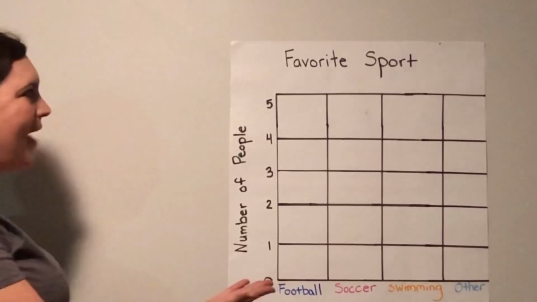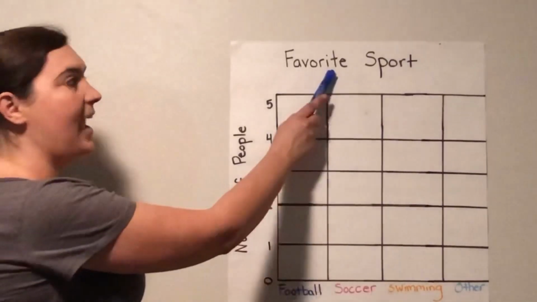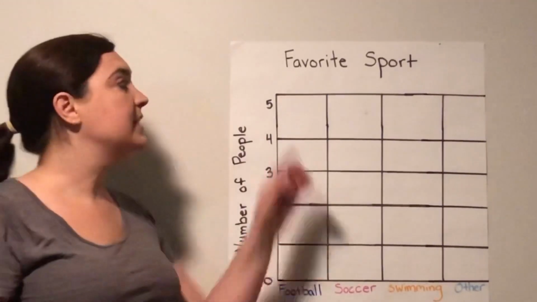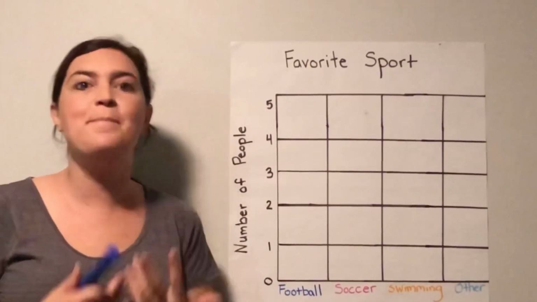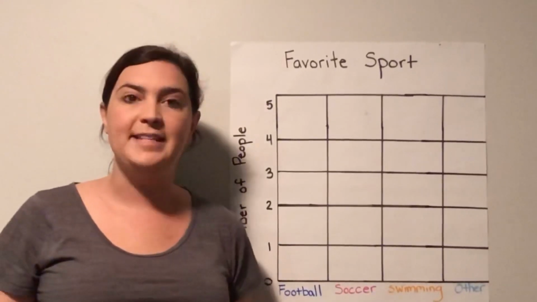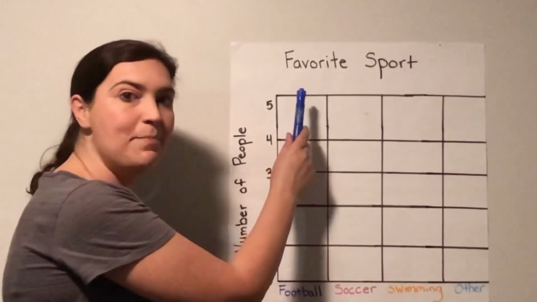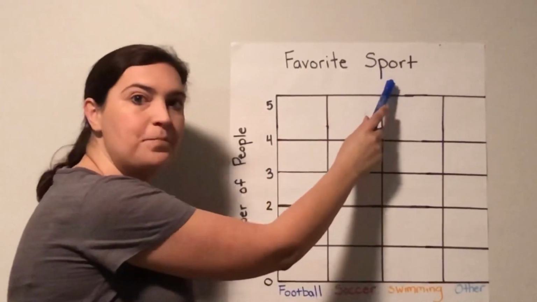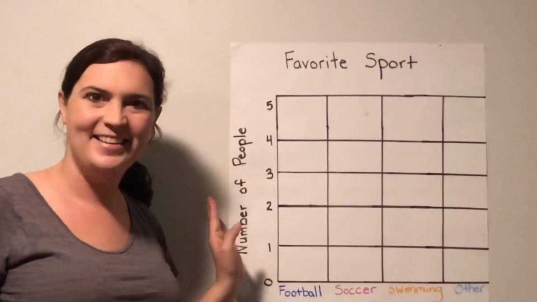Here is our bar graph. The first thing that I'd like you to look at is the title. Our title is Favorite Sport because we decided to gather data about our friends' favorite sports. If you were gathering data about your favorite food, then your title might be Favorite Food. Make sure your title matches your data.